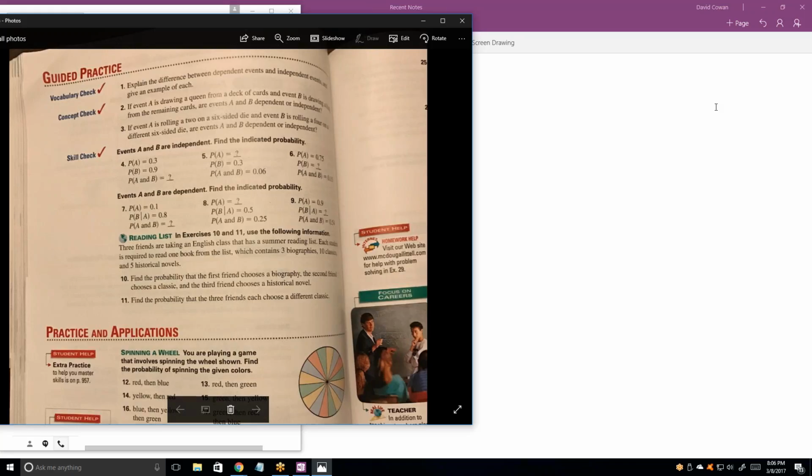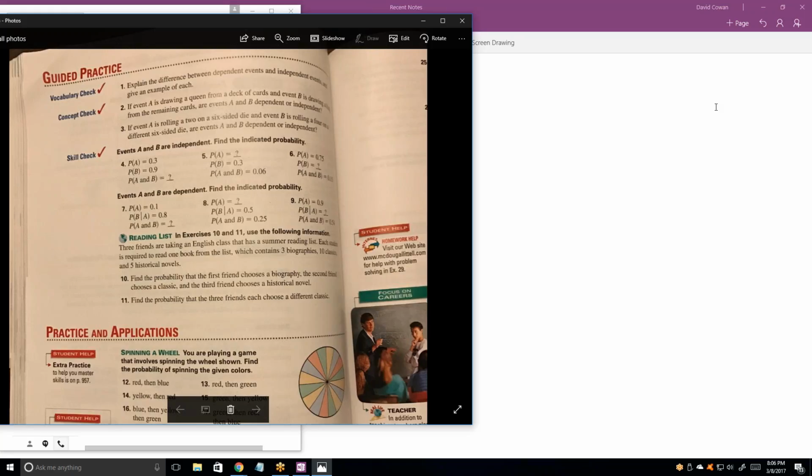Okay, number 3. Event A is rolling a 2 on a 6-sided die, which is 1 out of 6, and event B is rolling a 4 on a different 6-sided die. Are those dependent or independent? This would be dependent. Nope, independent. Still independent. Same as the previous question, really.